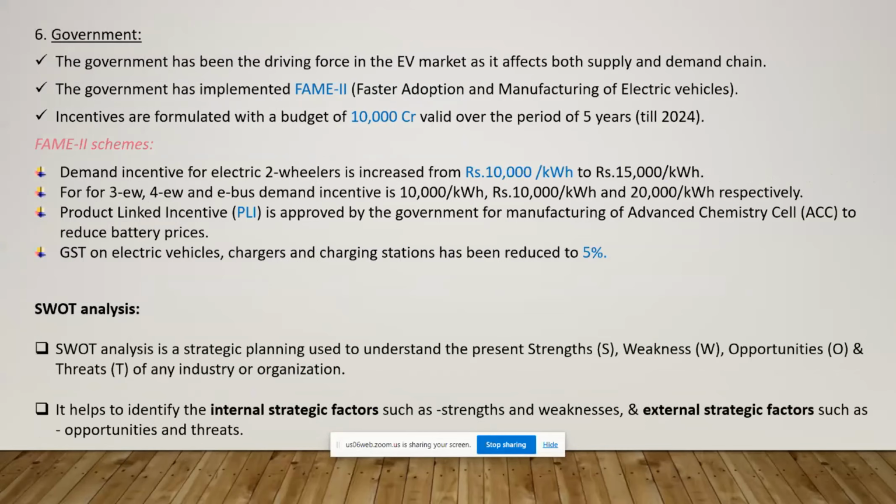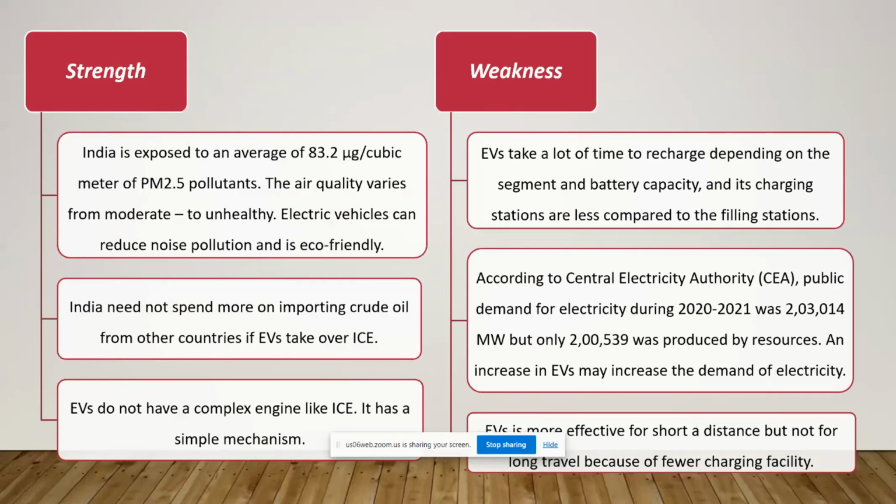That is nothing but finding out the strengths, weaknesses, opportunities, and threats of any industry or market. So this is a strength. Strength is the pollution. Of course, India is projected to have huge pollution, and this is one of the strengths: if people switch to electric vehicles, it will reduce noise pollution and be eco-friendly. India will not need to import, will not depend on other countries for importing crude oil. And EV does not have a complex engine like ICE; it has a simple mechanism.